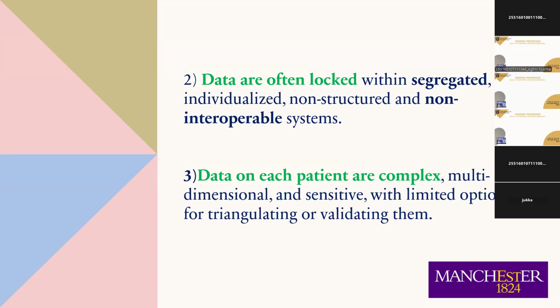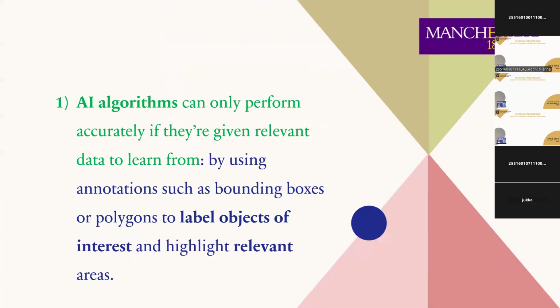Also, data on each patient, they are very complex, they are multidimensional, they are sensitive, with limited options for triangulating or validating them. You may already be very much aware of this problem. AI algorithms can only perform accurately if they are given relevant data to learn from, by using annotations such as bounding boxes or polygons to label objects of interest and highlight relevant areas.